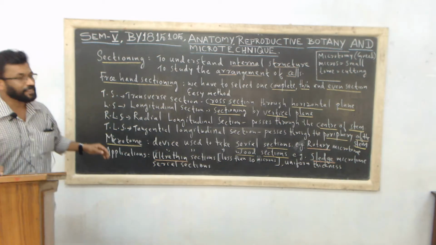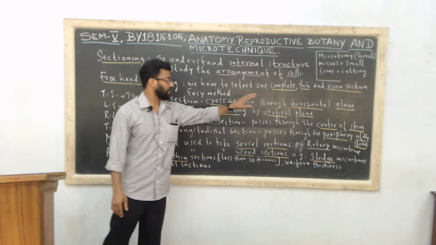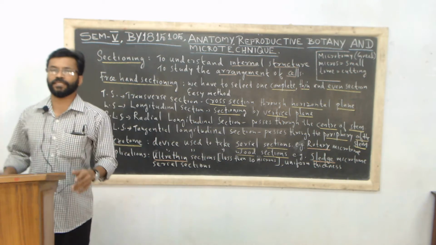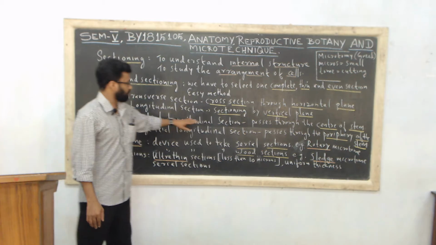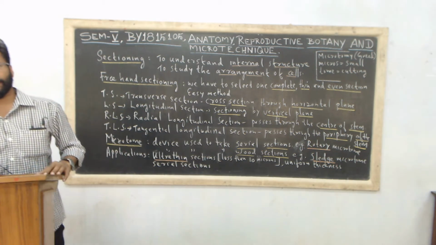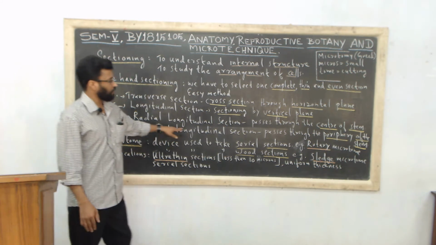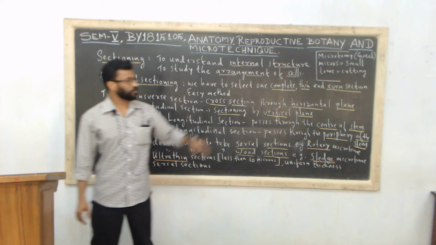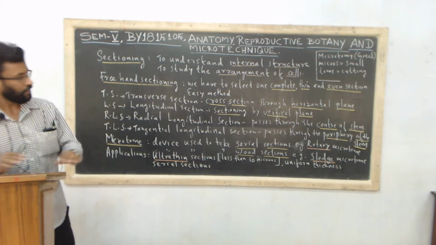The next one is RLS, that is radial longitudinal section, that passes through the center of the stem. That is radial longitudinal section. And the another one is TLS, tangential longitudinal section. It passes through the periphery of the stem.